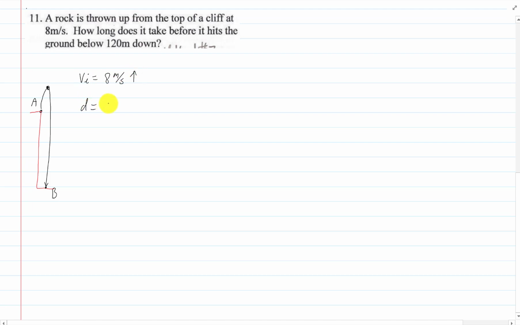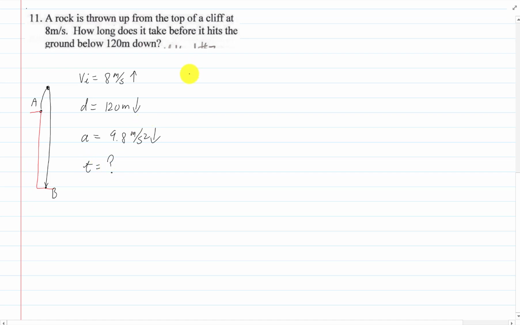The displacement is 120 meters down, and the acceleration is 9.8 meters per second squared down. So these are the givens. The VI is up 8, D is down 120, and A is down at 9.8. Now we can go right from there to get time, and that means we don't have final velocity and we don't need it. So we're going to solve for time.